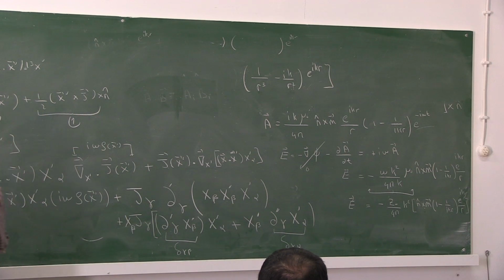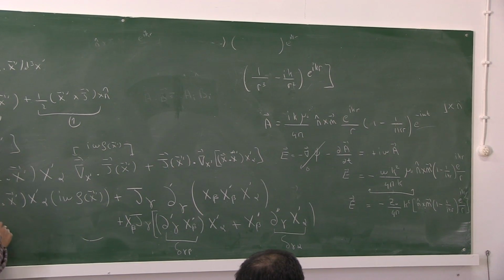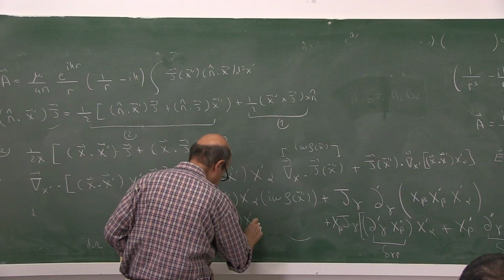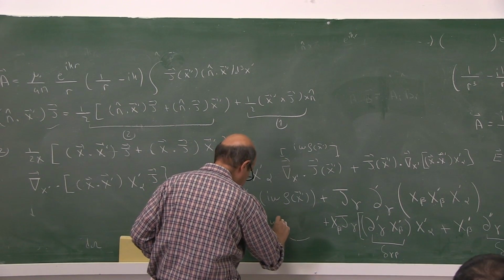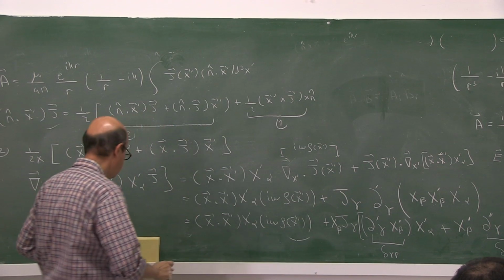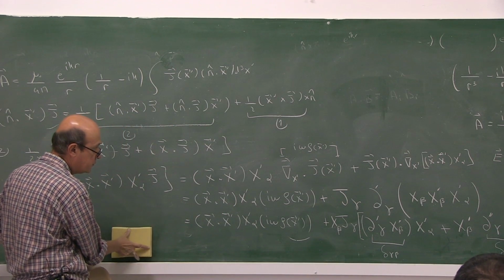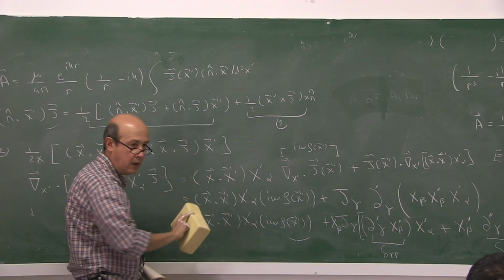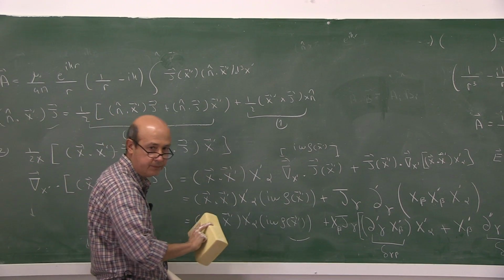Let us try to go one more step. I think I will write the things again here. x dot x prime, alpha, i omega rho, x prime. Can I erase this term and the one below? Everybody copy it.